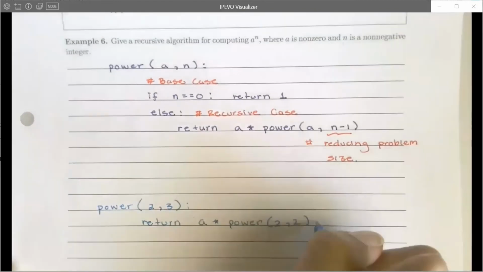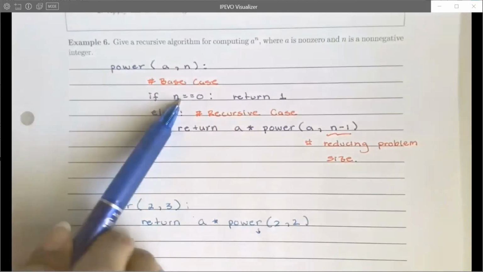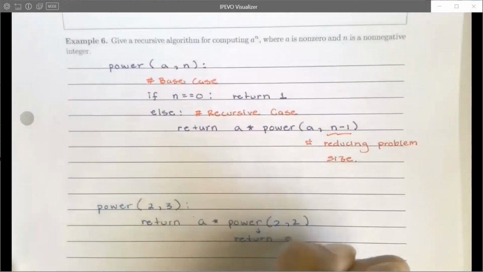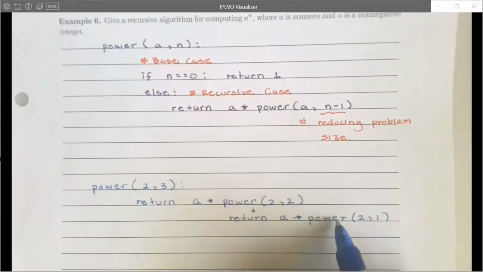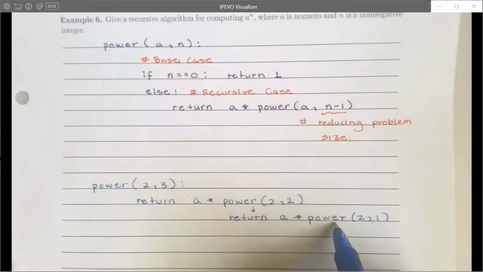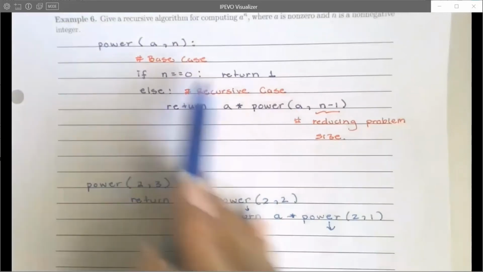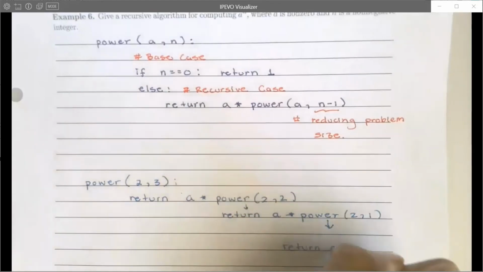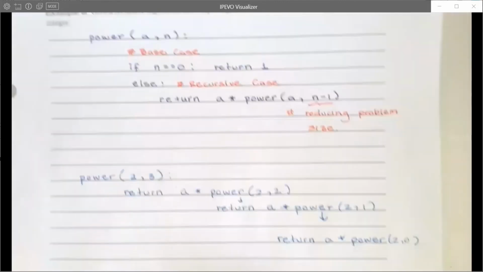So now we get into what does this do? Well, power 2 with 2 is going to again check if n is 0 and it's not. So we're going to go into this case where we try to return a times power 2 with 1. And we have a new function call. So now we have to take a look at what is power 2 with 1 going to do. Well, that is going to check if n is 0, it's not. So it's going to return a times power 2 with 0. And so we have one more function call.